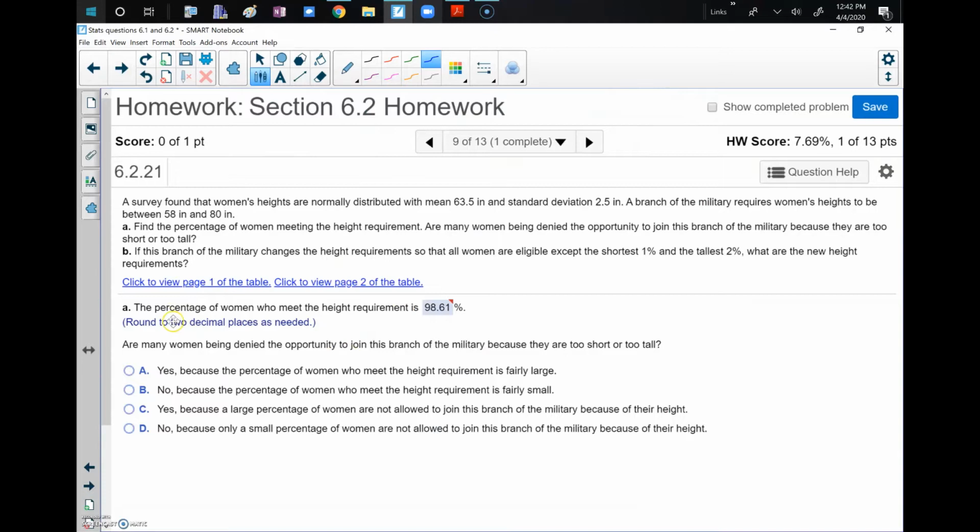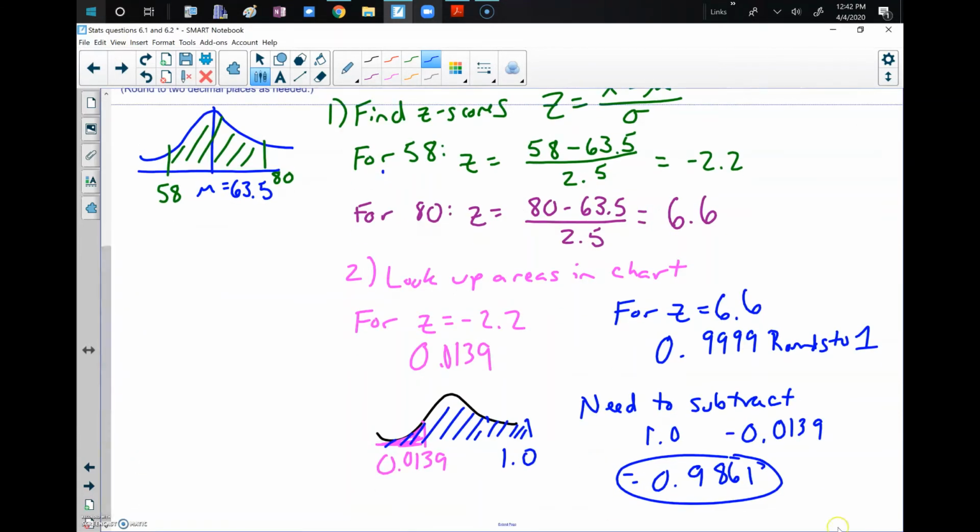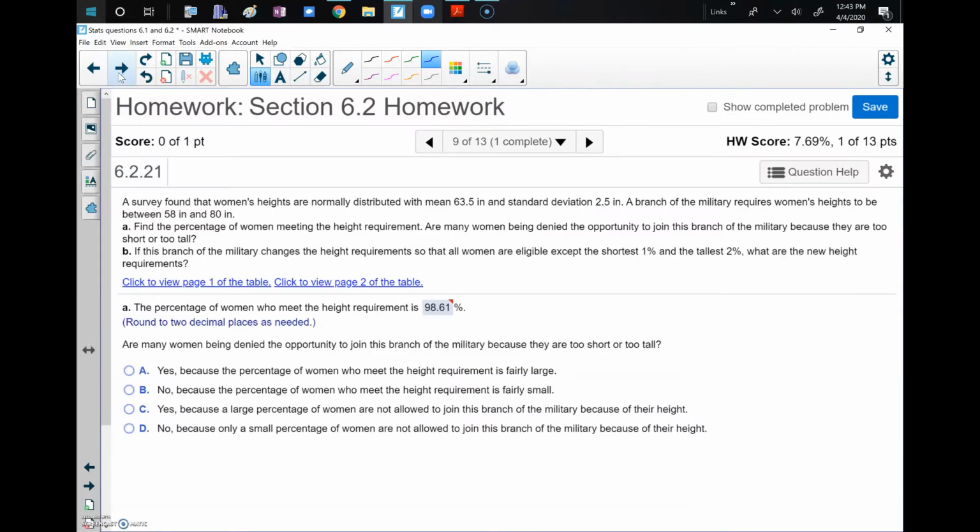And then here, they want us to round to 2 decimal places, but notice that there's a percentage sign at the end of our text box. So the decimal that I got, I'm going to have to move my decimal place 2 places to make it a percent, right? So it'd be 98.61. So kind of be careful. I know that caught me up on this one.